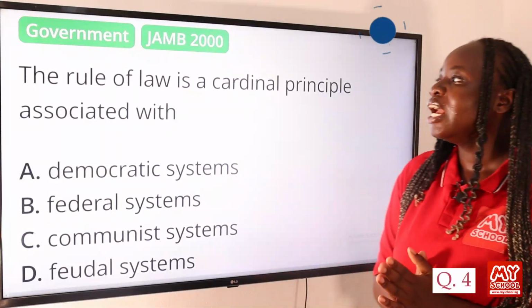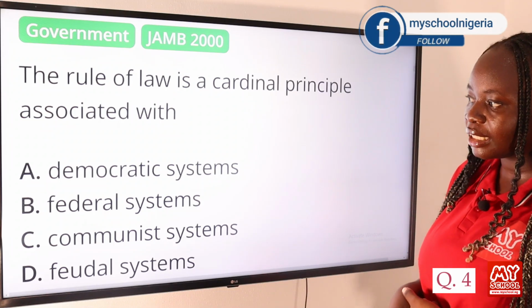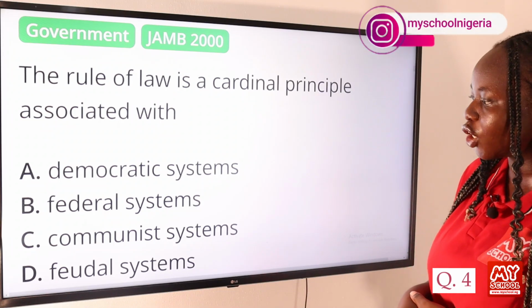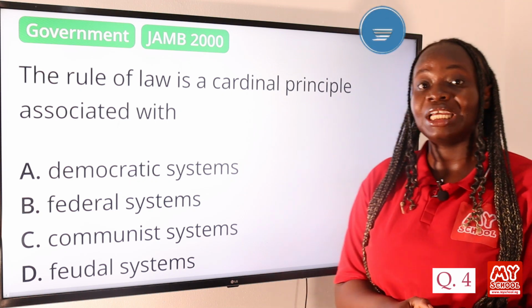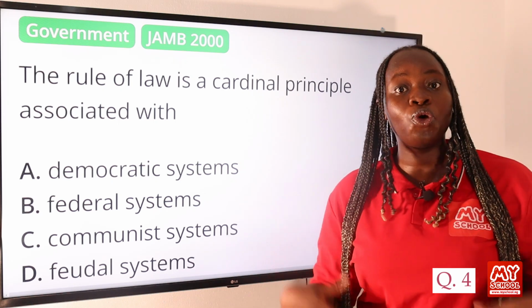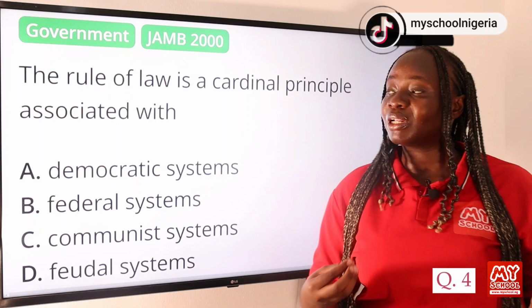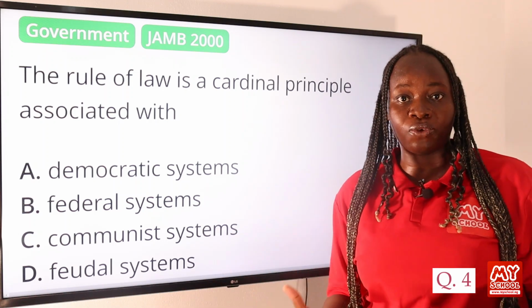Question 4. The rule of law is a cardinal principle associated with A, democratic systems, B, federal systems, C, communist systems, and D, feudal systems. So the answer to this question is option A, democratic systems. We all know that democracy is government of the people, by the people, and for the people. So it is the people that are responsible for selecting the leaders. So in this case, everybody has to be equal before the law.